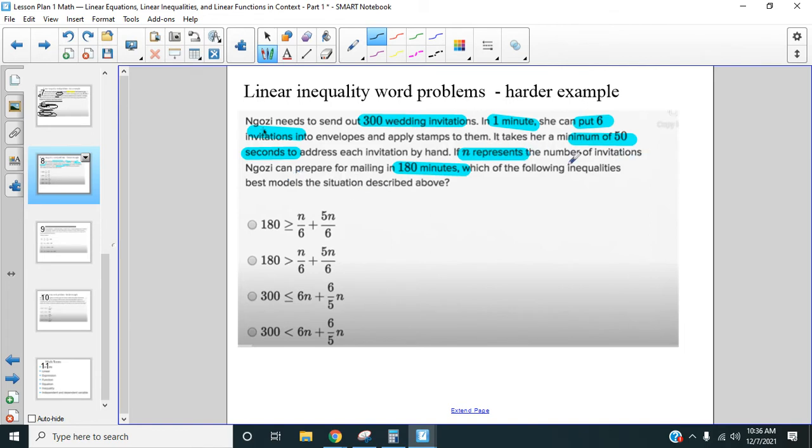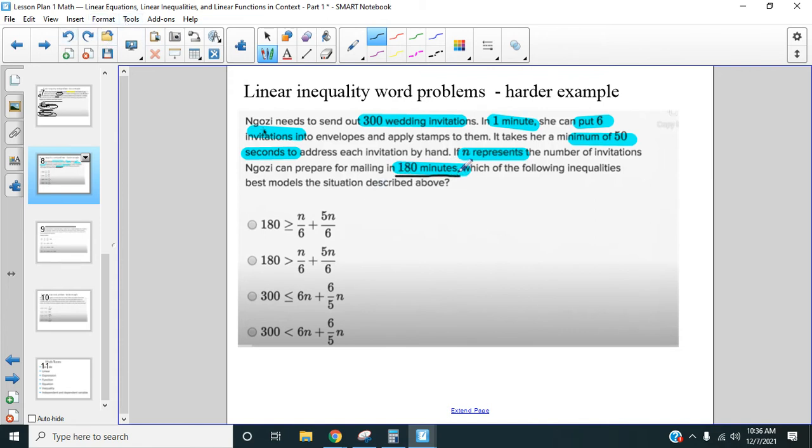If N represents the number of invitations she can prepare for mailing in 180 minutes, which of the following inequalities best models the situation? Whew. So there's something in these questions called a constraint. It's a limitation. What's our limitation here? What's our constraint in this problem? What do we only have a certain amount of? We have 300 invitations. That's a limit. But we are also limited in how much time we have.